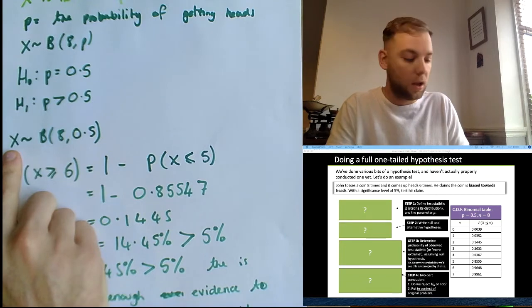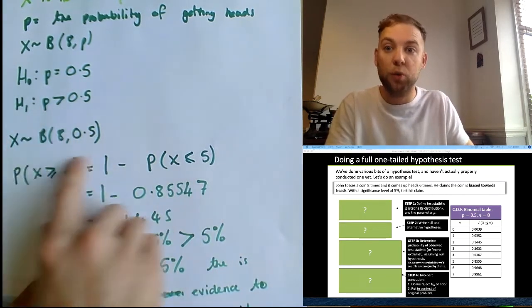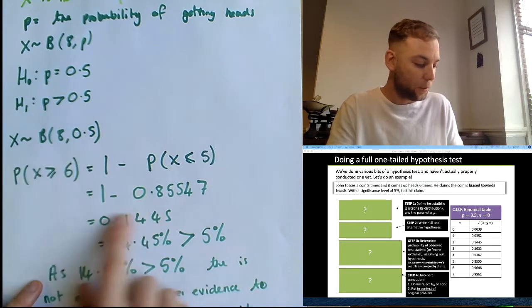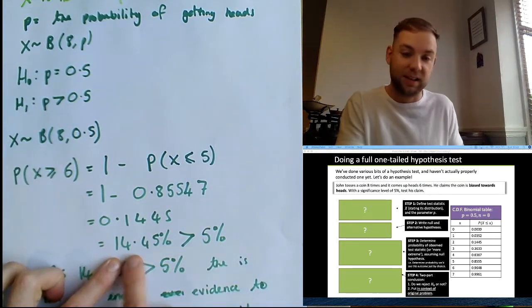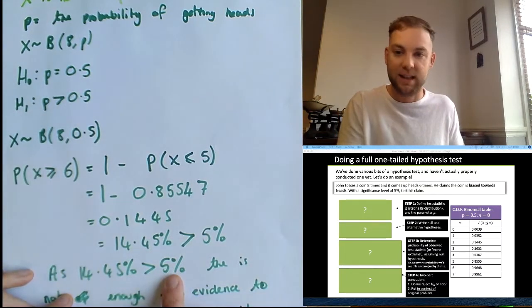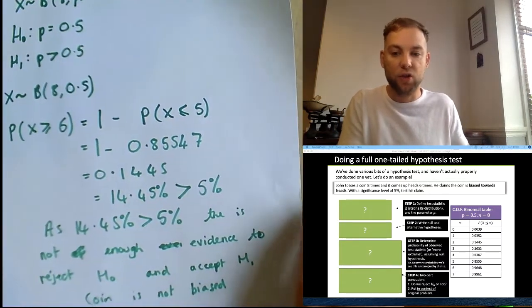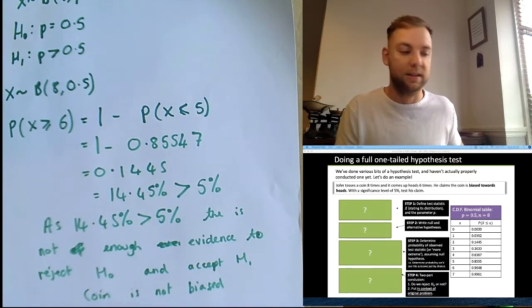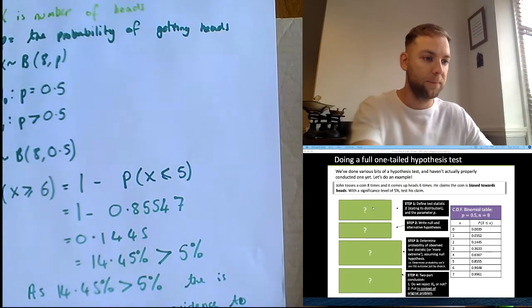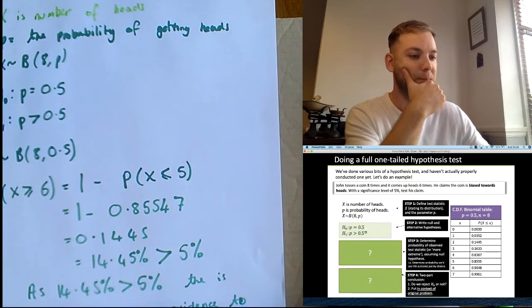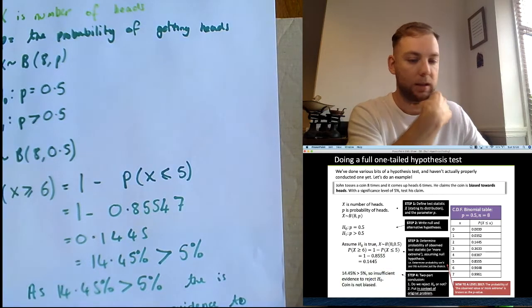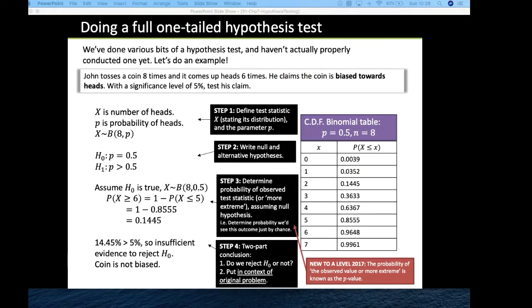We assume that our original hypothesis is true and find out the probability for that, which in this case is 14.45%. But this is greater than our significance level, which we set at 5%, which means there is not enough evidence to reject H0 and accept H1, so the coin is not biased. Let's just check all of those. So that's our first part. I'll make this big so you can see it. X is the number of heads. P is the probability of heads. We've just gone through all of this. We didn't use the binomial table. We used our calculator. That's fine.